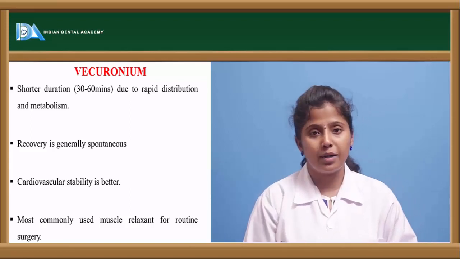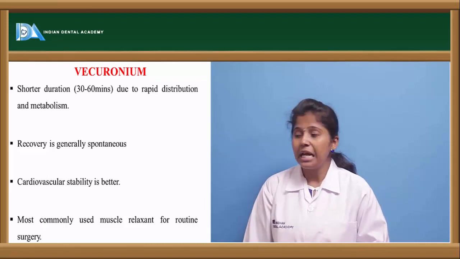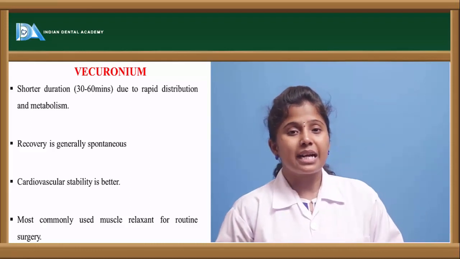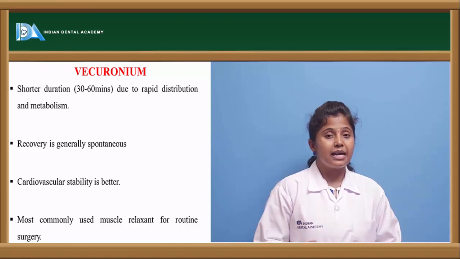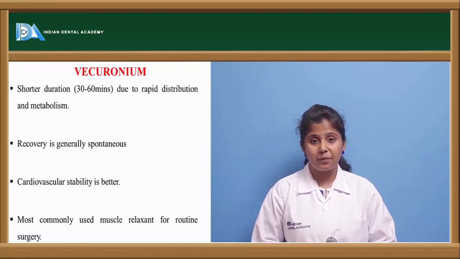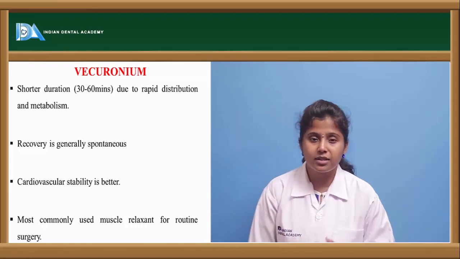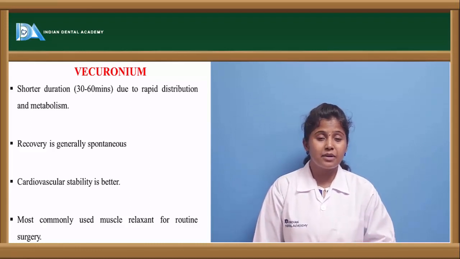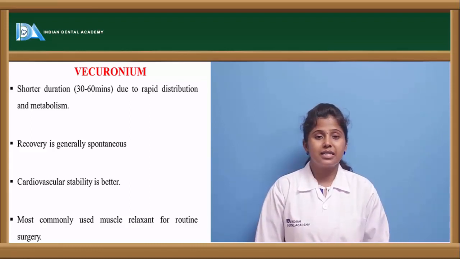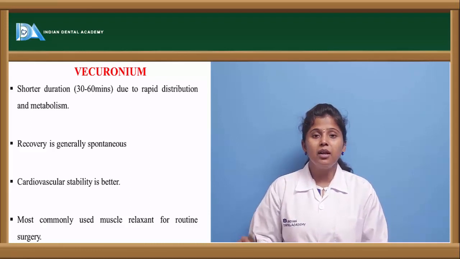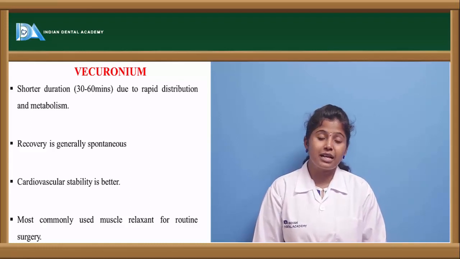The other drug is vecuronium. Vecuronium has a shorter duration of action, about 30 to 60 minutes, and it is rapidly metabolized and rapidly distributed. Once it exerts its actions, it gets distributed into the body very rapidly, and at the same time the metabolism occurs very rapidly by the cholinesterase enzymes present in the plasma. The recovery from this drug, the skeletal muscle relaxation recovery, is also spontaneous. Cardiovascular stability is better, in the sense the cardiovascular actions are stable with vecuronium, and it is most commonly used as a skeletal muscle relaxant in surgeries.